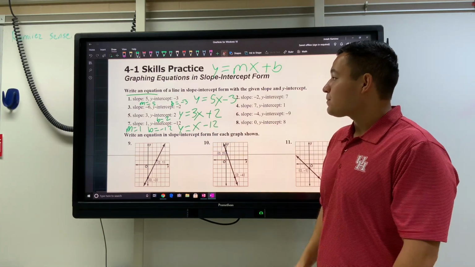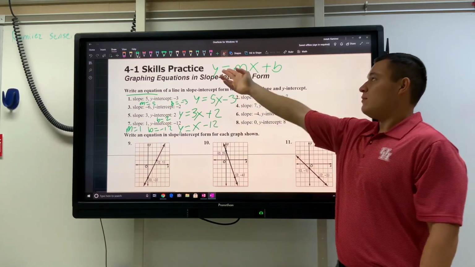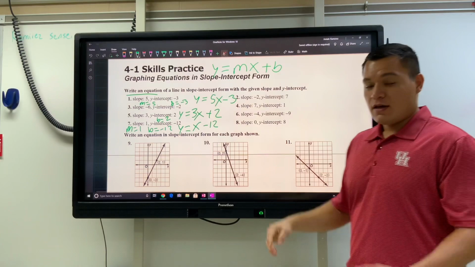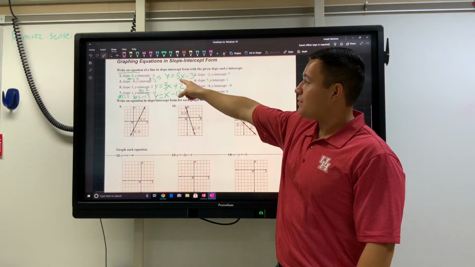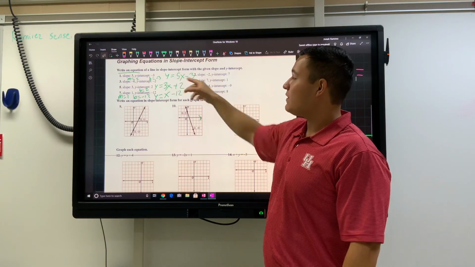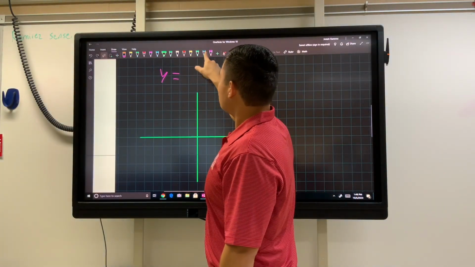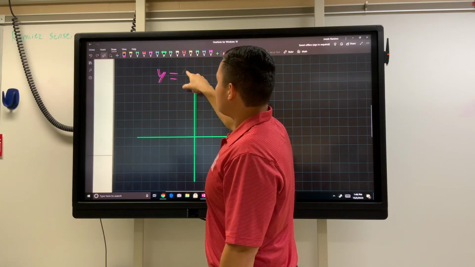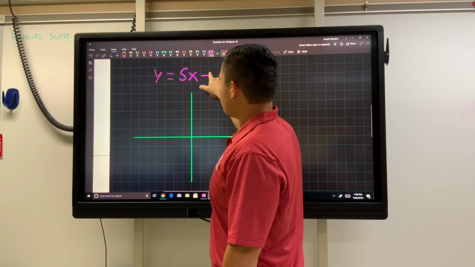Let's take these 3 equations that we just made from slope-intercept form, and now let's just graph those. We're going to graph the first one first. Y equals 5x minus 3. Let's write the equation, and that's going to be like the title of our graph. 5x minus 3.